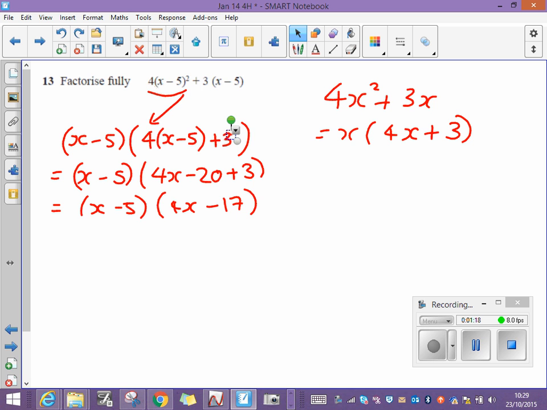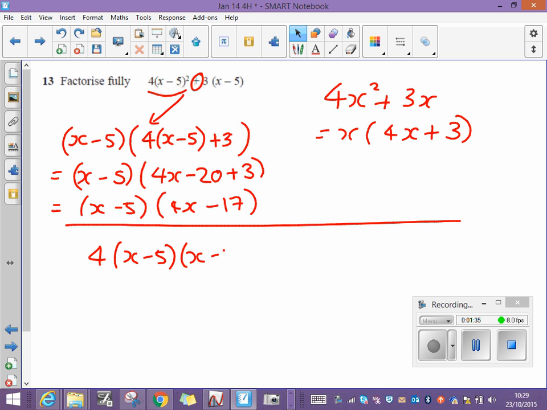Now the alternative method, if you didn't recognize that, would be to remove all of the brackets, because in order to be factorized, the final expression has got to be something multiplied by something. This plus sign means it isn't fully factorized. In which case I'd have to remove the brackets. So if I do 4 times x minus 5 times another x minus 5 plus 3x minus 15, so I've removed that second bracket there.